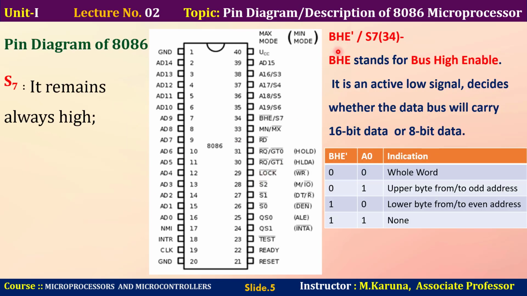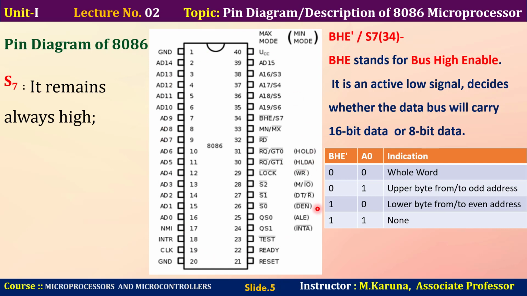Next, coming to the bus high enable or status flag S7 available on pin number 34. So this stands for bus high enable. Here the bar indicates an active low signal.